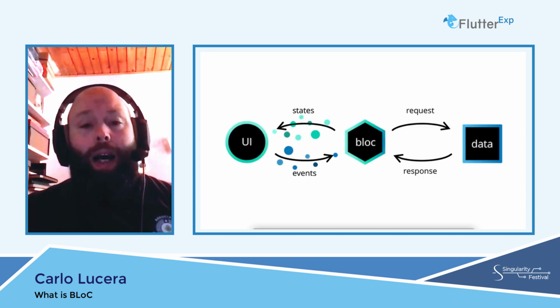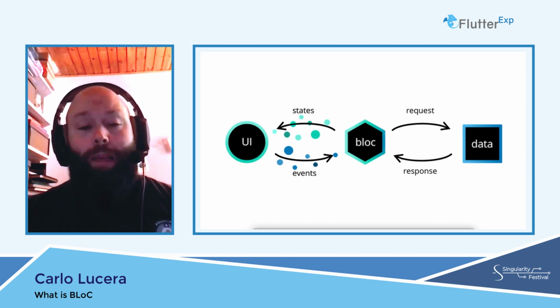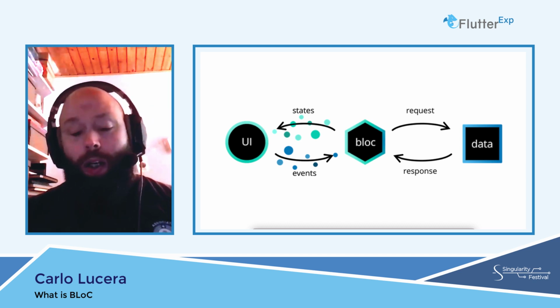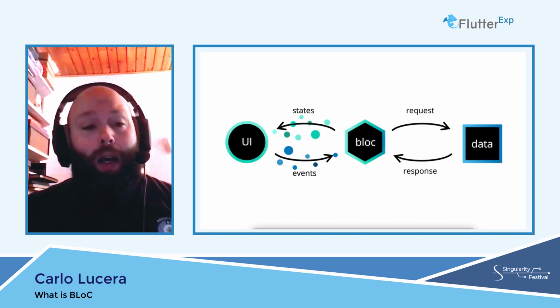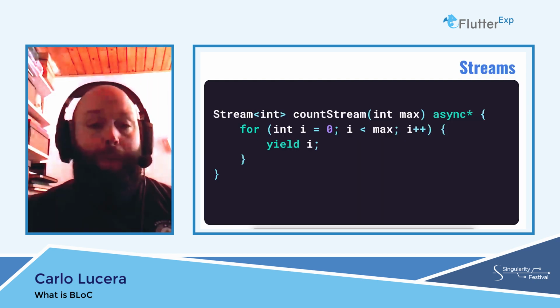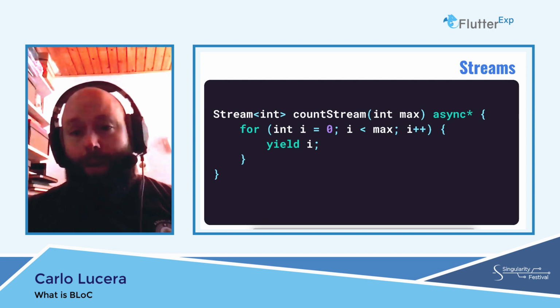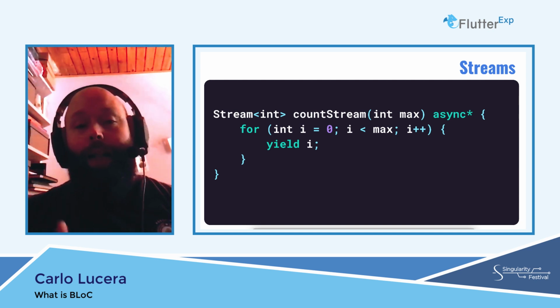So let's see how the BloC works. Basically, the BloC works by separating the UI from the logic. In this case, BloC means business logic component. How does it work? If you are familiar with the stream concept, this will be easier for you. A stream is a class that you can use to have a value updated over time.